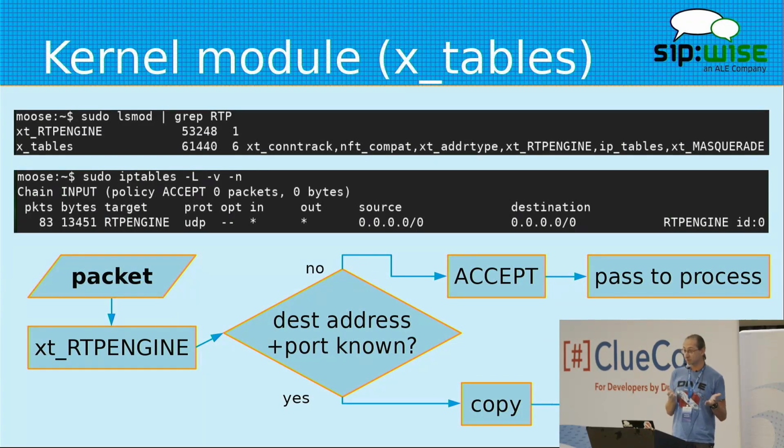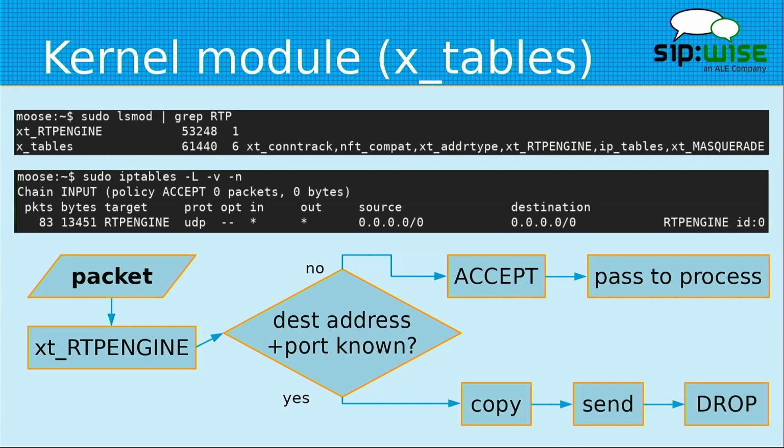If it does know about the destination, it will first make a copy. Now this is technically not necessary, but for us making the copy makes certain things easier. It's a little bit of overhead, but it's not too bad. It will make a copy, it will send the copy out, and it will return a drop verdict. And drop to iptables means discard the original packet, and then the process never gets to see it.